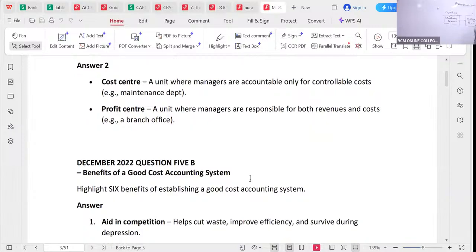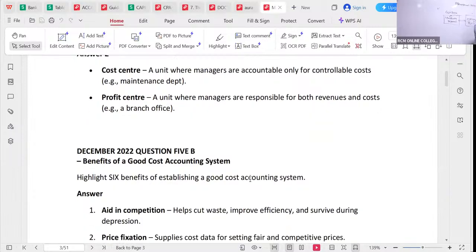Now, December 2022, I can see so many chats here. Just give me 1 minute. I see what these students are telling me online.